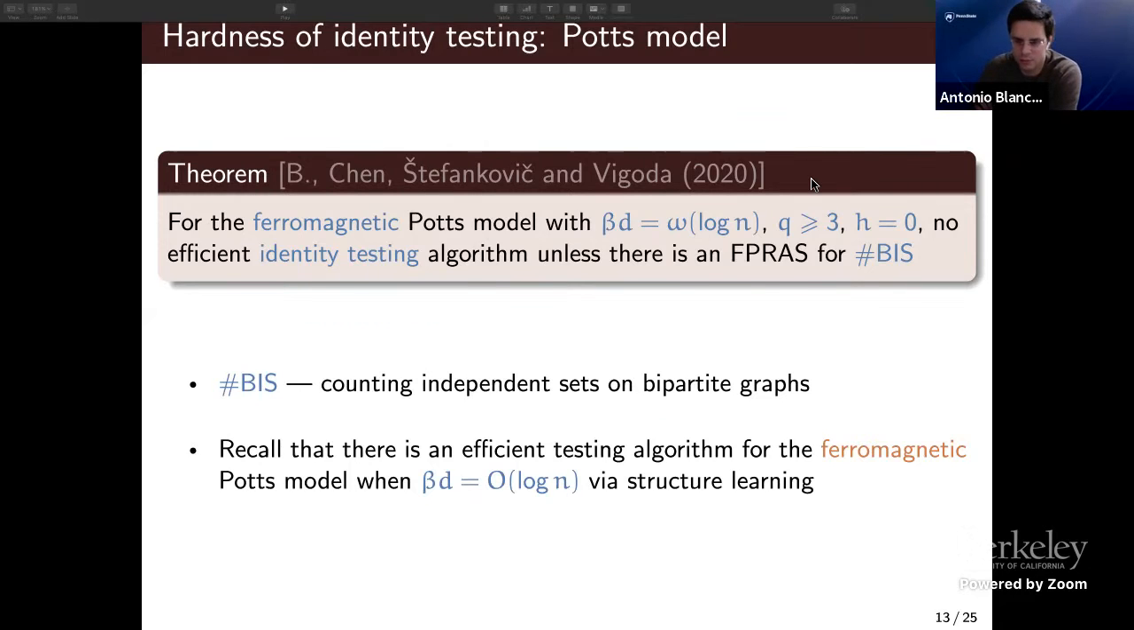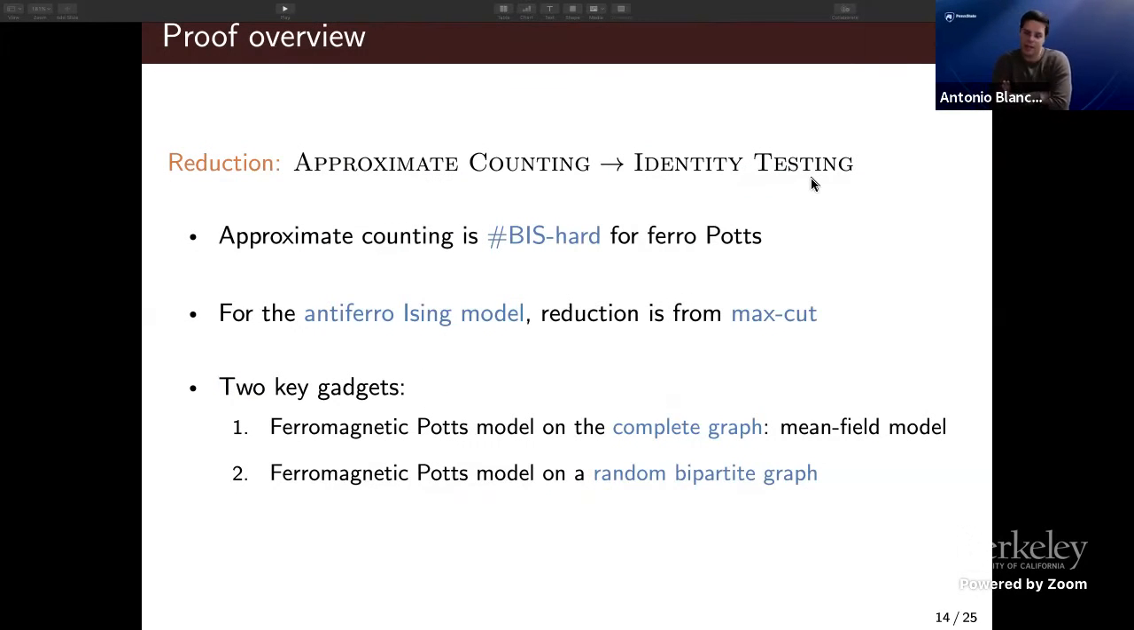I want to give you at least a full picture of the ideas in these proofs for the Potts model, and essentially it's going to be a reduction from approximate counting to identity testing. We have these problems in sampling and approximate counting that we know are hard, sometimes NP-hard, sometimes RP-hard. We're going to use an identity testing algorithm to solve those problems, and this will imply the hardness of identity testing.